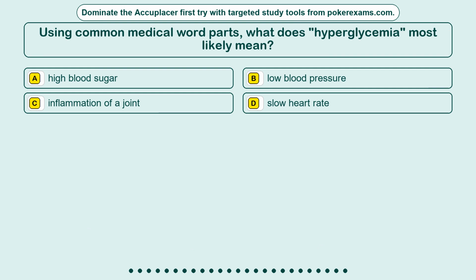Question 23. Using common medical word parts, what does hyperglycemia most likely mean? Option A. High blood sugar. Option B. Low blood pressure. Option C. Inflammation of a joint. Option D. Slow heart rate.